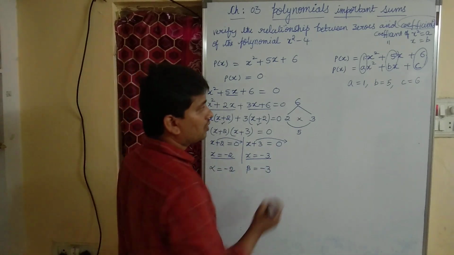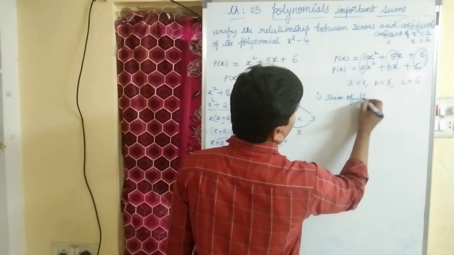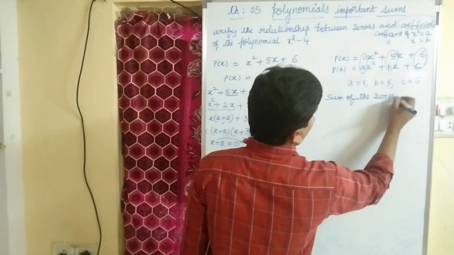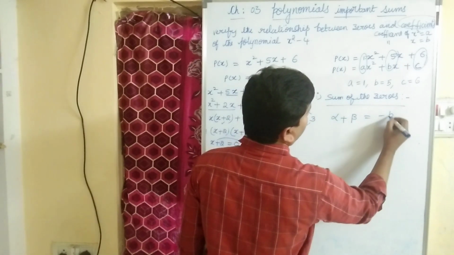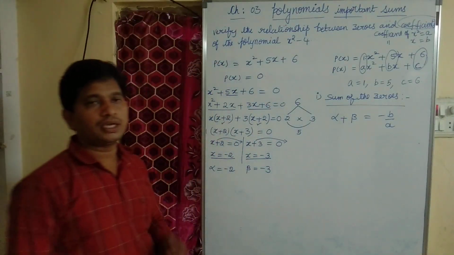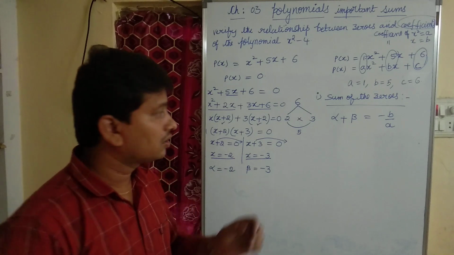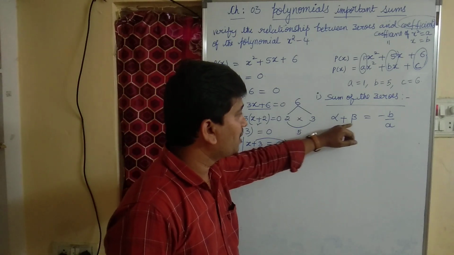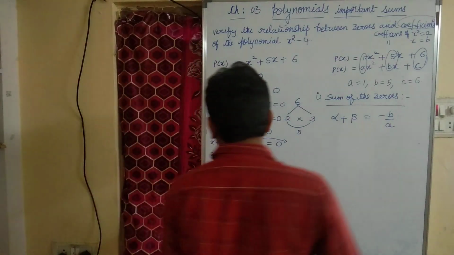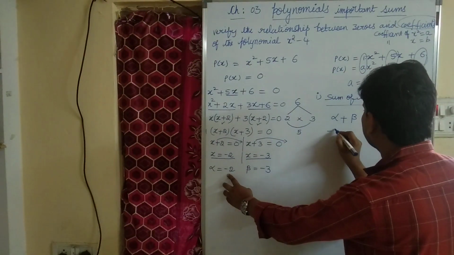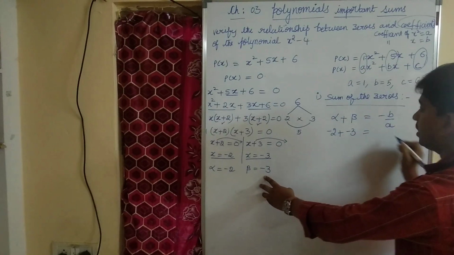We have the first relationship, that is called the sum of the zeros. What is the sum of the zeros? The relationship is alpha plus beta equal to minus b by a. Children, what is our alpha? Our alpha value is minus 2 plus our beta value is minus 3.